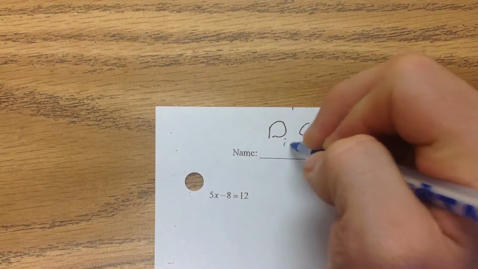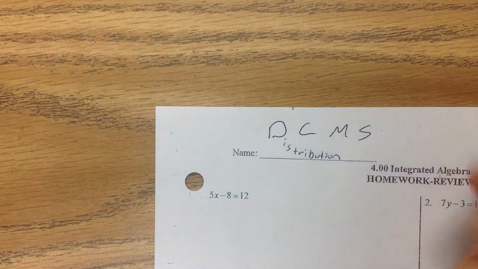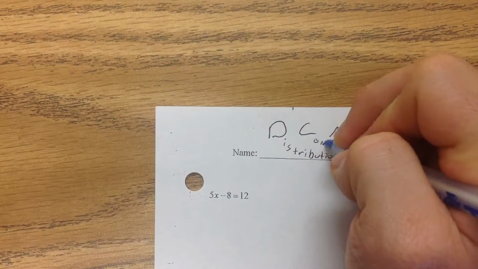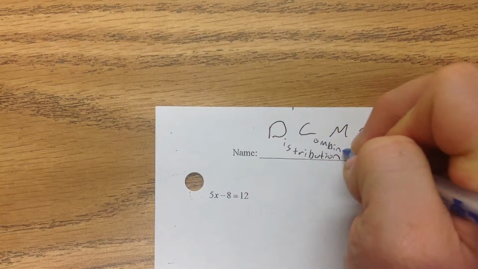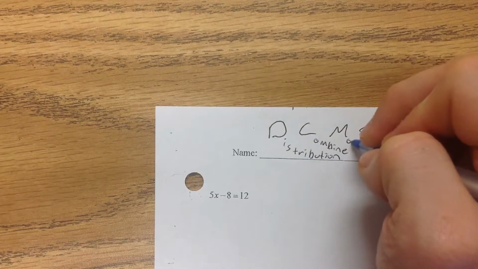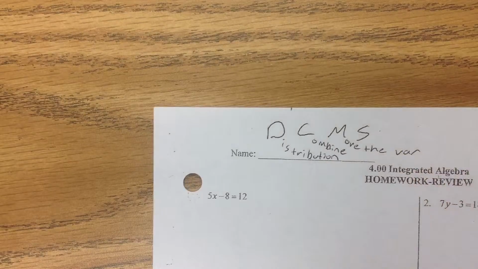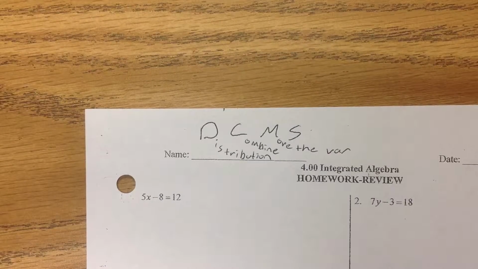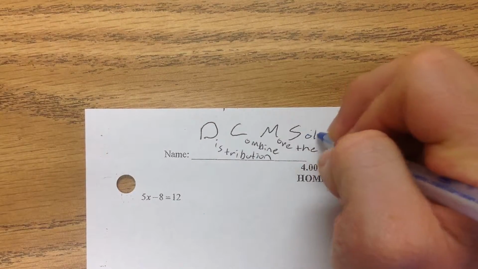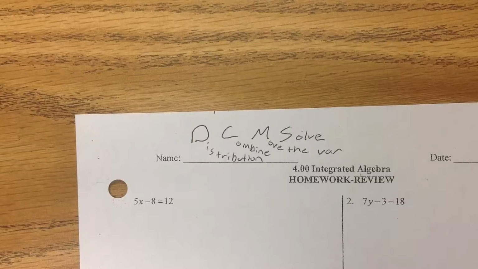The D stands for distribute, so whenever there's distribution, that's where you're going to want to start your problem. The C is combine, so combine like terms, if there's any like terms that you can combine. The M stands for move the variable, so that's when you're ready to move the variable if you've got variables on both sides of the equal sign. And then after you do those first three steps, you should be ready to solve because you should only have a two-step equation at that point. So that's the process that you can use to break down the longer equations.